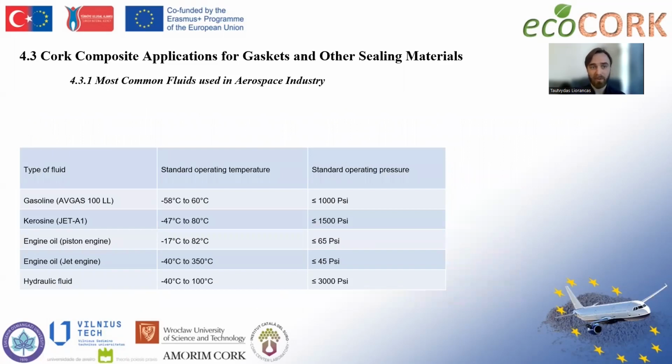In this table, you can see the most common fluids used in the aerospace industry. We have gasoline for internal combustion engine aircraft, kerosene for turbojet engine aircraft, engine oil for pistons and engine oils for jet engines, and we must also not forget hydraulic fluid. You can see their standard operating temperatures and standard operating pressures.